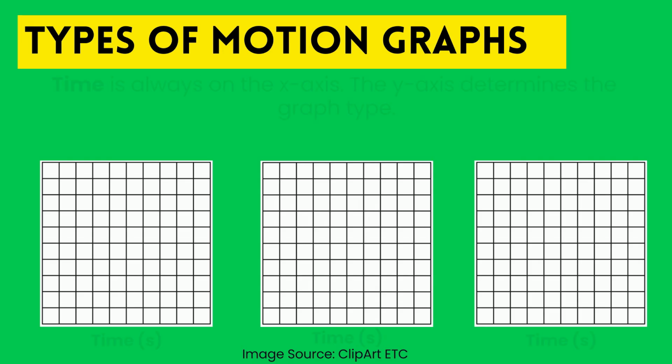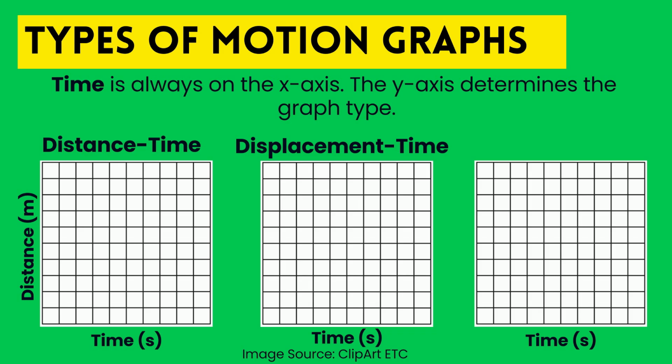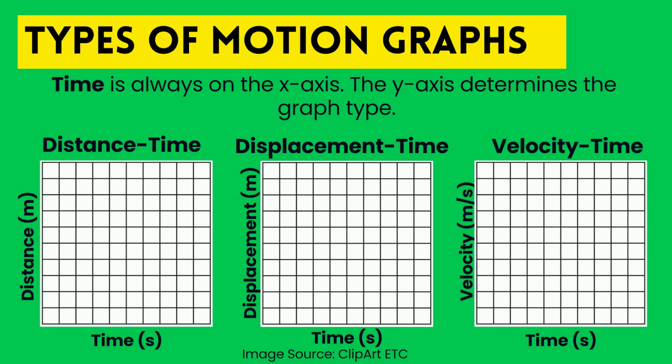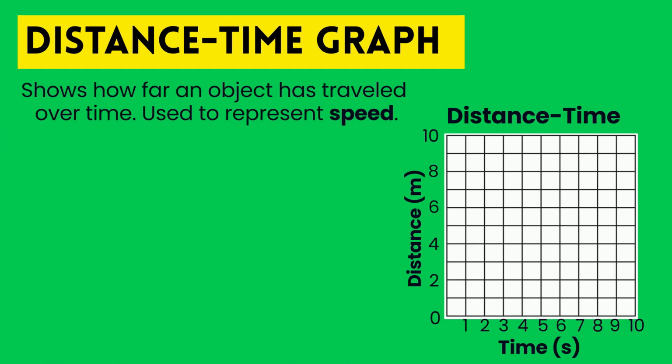In today's lesson, we will look at three types of motion graphs. In all three graphs, time will be on the x-axis. The y-axis will change based on the type of graph. The three types are distance versus time or distance time graphs with distance on the y-axis, displacement versus time or displacement time graphs with displacement on the y-axis, and velocity versus time or velocity time graphs with velocity on the y-axis. Distance versus time graphs show how far an object has traveled over time. They are used to show speed.